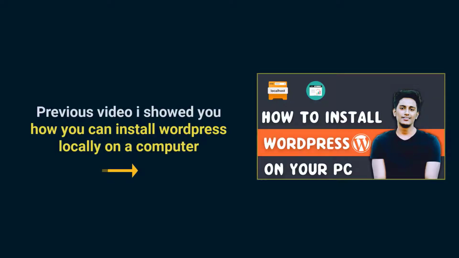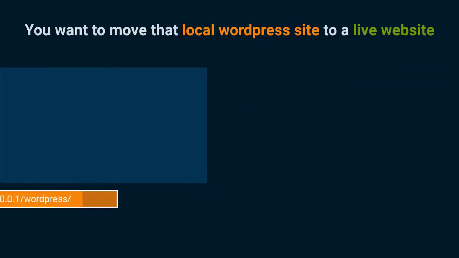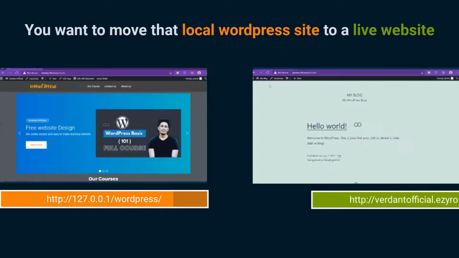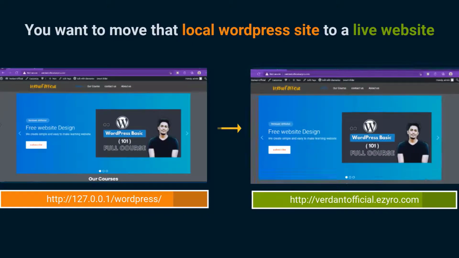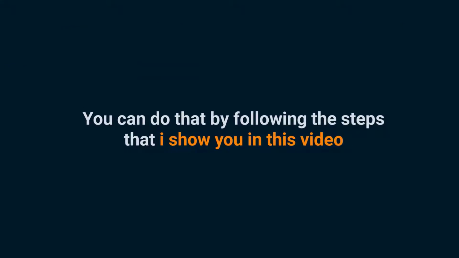In the previous video I showed you how you can install WordPress locally on your computer. Follow the link in the I button. You want to move that local WordPress site to a live website like this. You can do that by following the steps that I show you in this video. So keep watching.